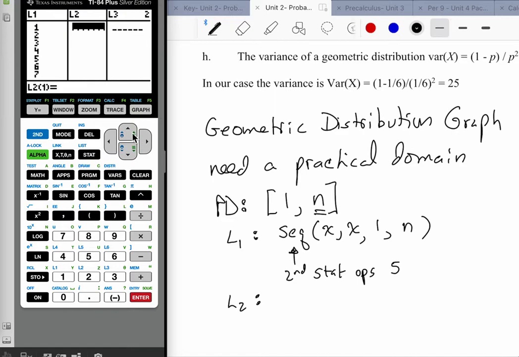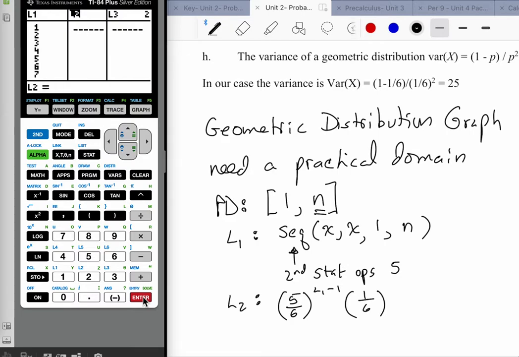I think if you know the formula, it's not a difficult formula. It's not like nCx, p to the x, q to the n minus x. That's a pain to type in. You want a function built into the calculator to do that. Here, I look at it being like, okay, well, the probability of failure is 5 out of 6. I'm going to raise that to the n minus 1, but my n's are in L1, so I'll do L1 minus 1. And then multiply that by 1 over 6.